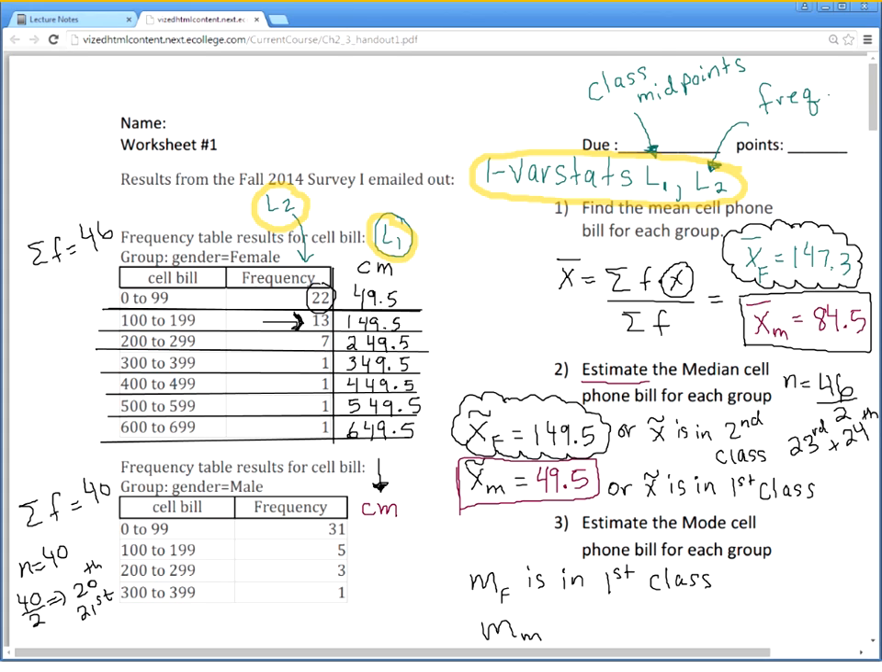And then the mode for males, well, that's the same thing. 31 is the highest frequency. So again, that is also in your first class. So if you have group data, which is data in a frequency table, you should be able to find out what the measures of center are. Remember that the rules that we have for group data are different than the rules that we have for raw data.